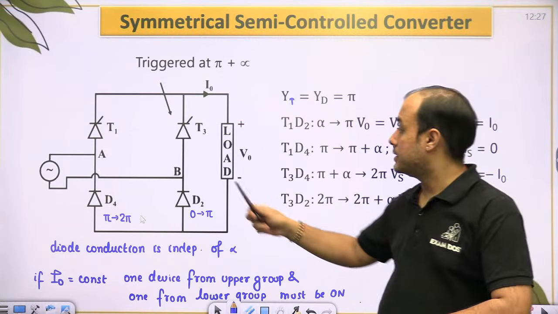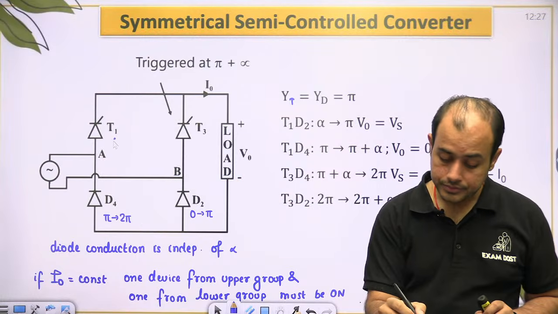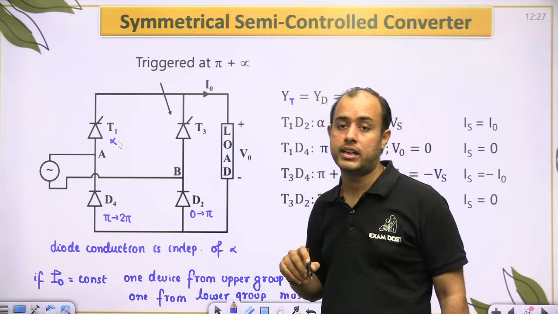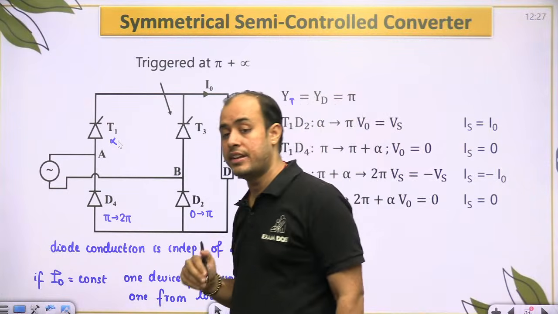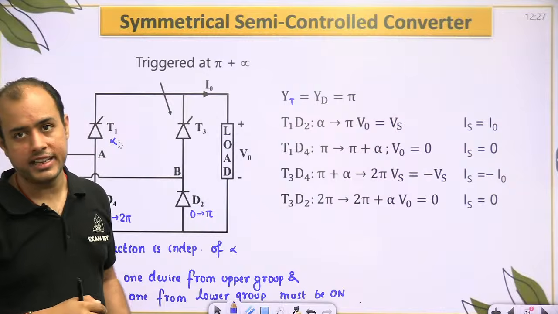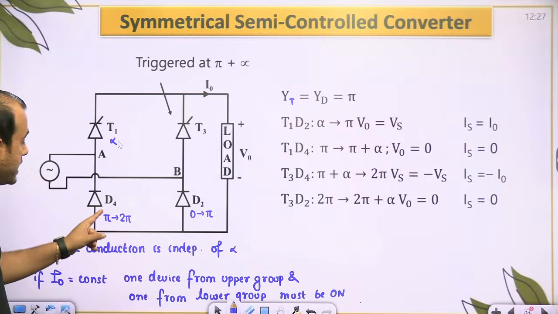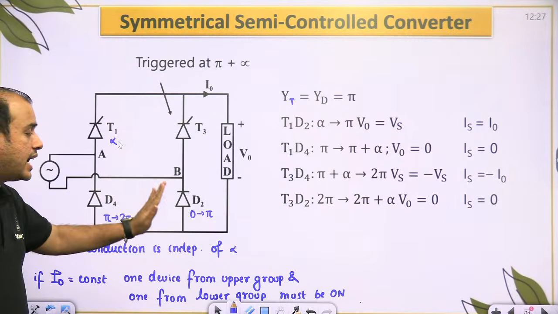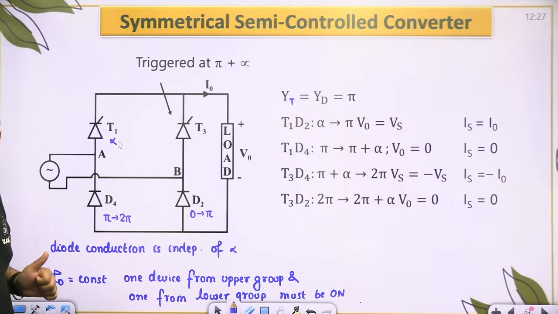So beta, from this will start at alpha. So from alpha to pi, T1, D2 will conduct. V0 will be Vs, Is will be I0. But after pi, beta, D4 starts. As soon as D4 starts, D2 has to turn off.